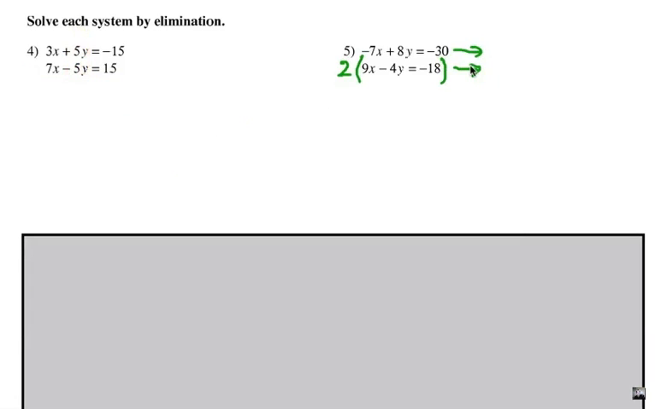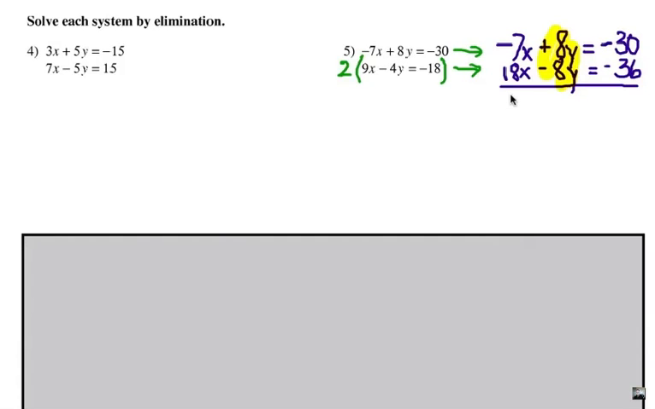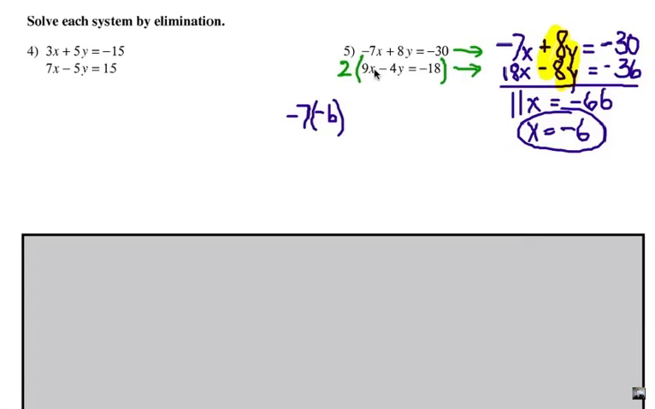Pretty easy. Now for number 5, I'm going to multiply that second equation by positive 2, and that way I can get my 8y's to eliminate themselves. So now I would have 11x equals negative 66, and x equals negative 6 when I divide each side by 11. All right, substitution. Let's put it in the first equation. So negative 7 times negative 6, that's my negative 7x right here, plus 8y equals negative 30.